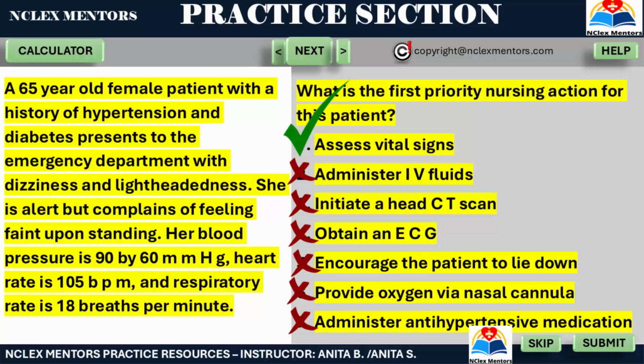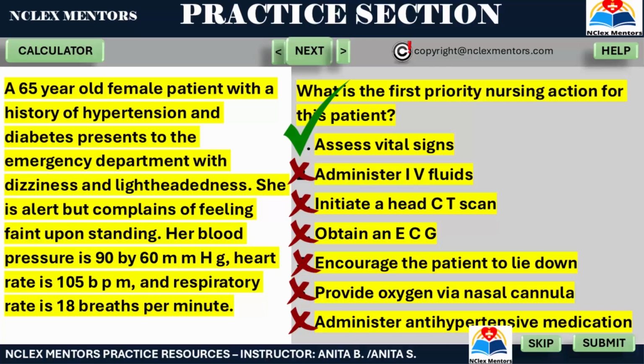She is alert but complains of feeling faint upon standing. Her blood pressure is 90 by 60 mmHg, heart rate is 105 beats per minute, and respiratory rate is 18 breaths per minute. Question: what is the first priority nursing action for this patient?